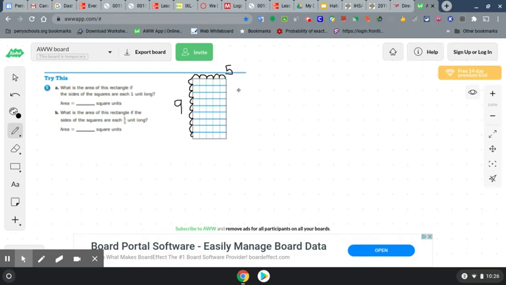So now we need to do our preferred method. So we can say to ourselves, okay, these are 1 unit long, which means I need to add 5 9 times, or I can take 5 times 9. So I'm going to do the multiplication first. 5 times 9 equals 45.